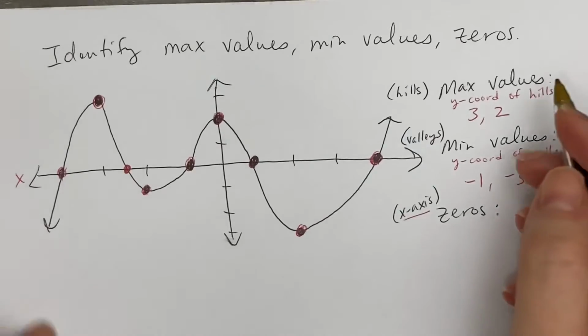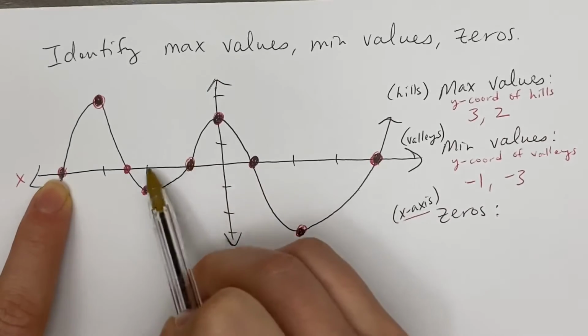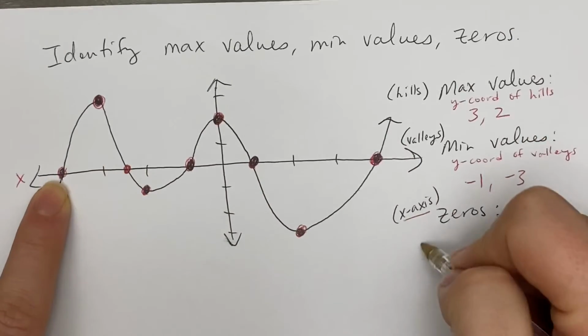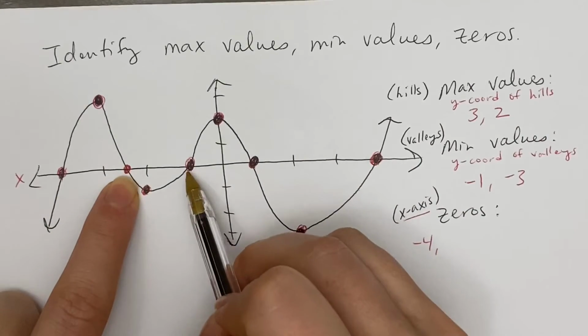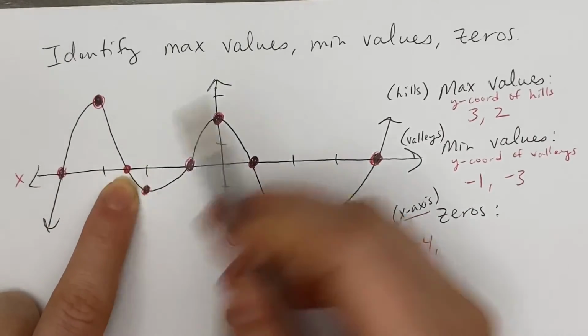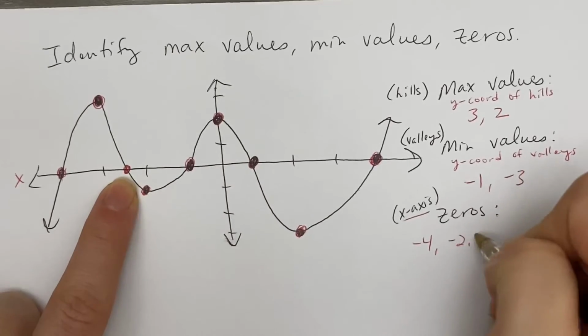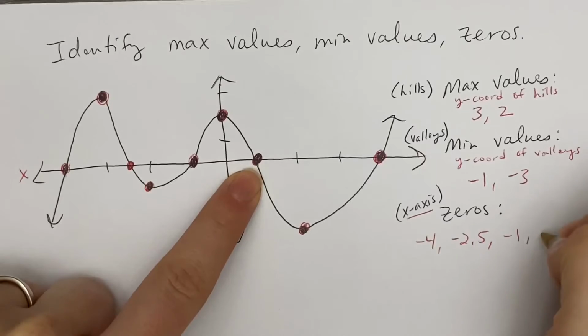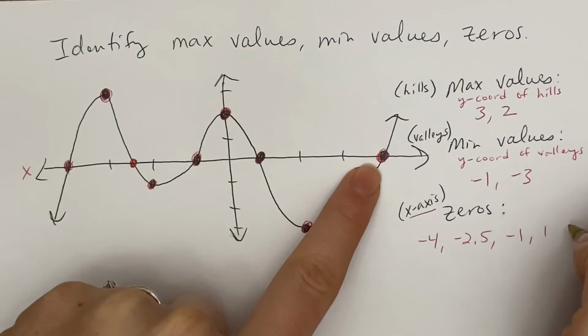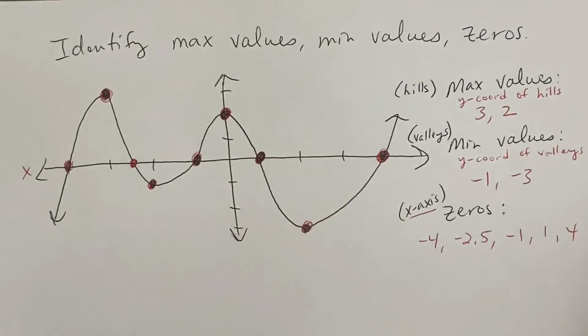So my zeros, let's see, the x-coordinate here is -4. The x-coordinate here, it looks like it's in between -2 and -3, so I'm going to say -2.5. The x-coordinate here is -1, the x-coordinate here is 1, and then at 4. So it had several zeros.